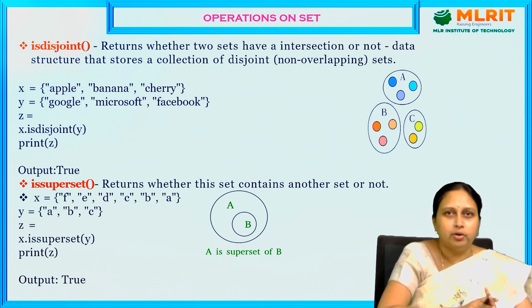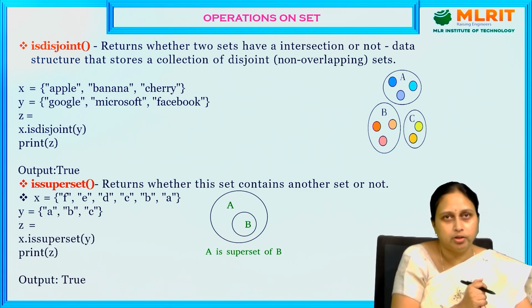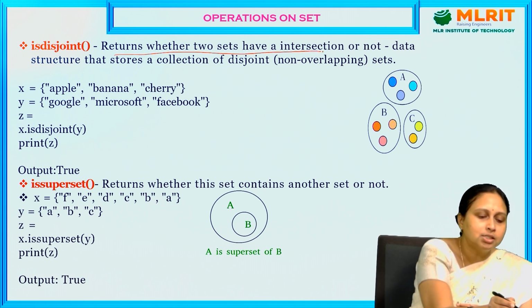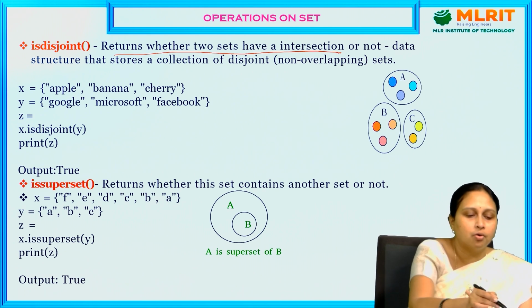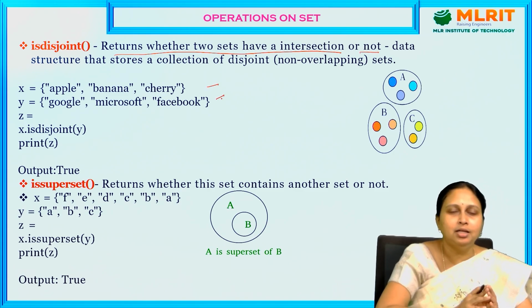That one it is going to check. Let us see the definition here so that you can understand much better what isdisjoint is going to do. isdisjoint returns whether two sets have an intersection or not. In two sets, are you finding any common element or common string? It may be an integer type of element or a string type of element, anything.